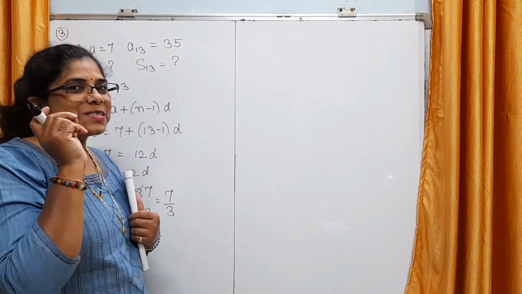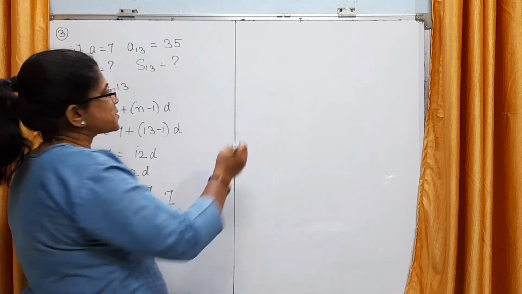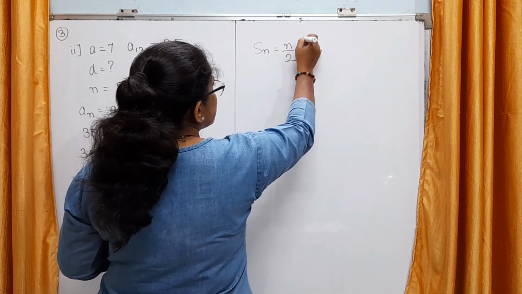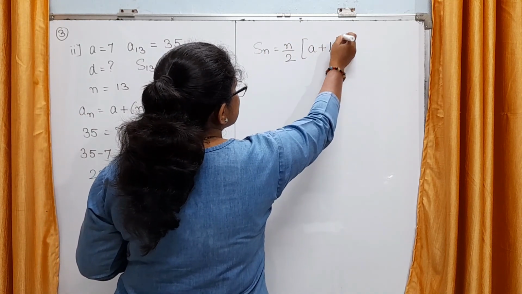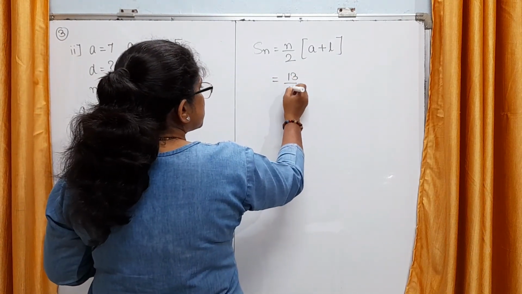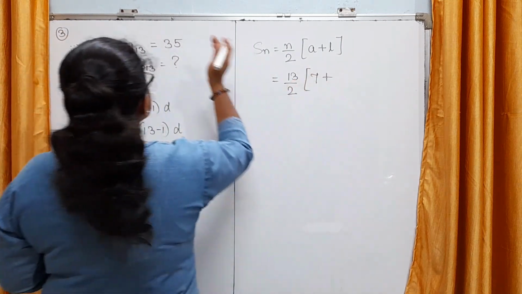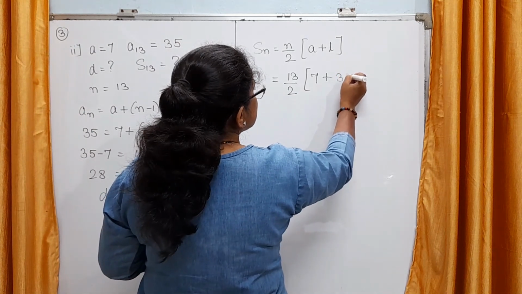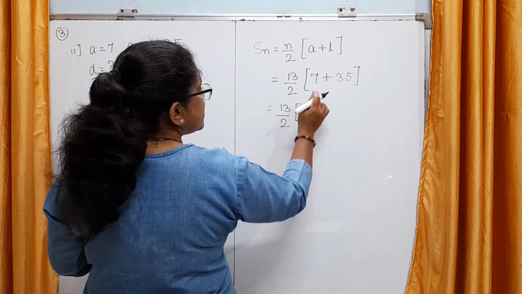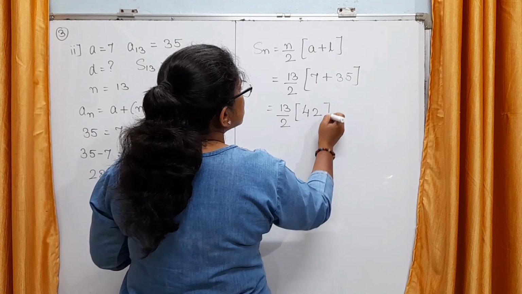Now, here we know first term, we know last term, we know number of terms. So, again we will use our simple formula of Sn, that is n upon 2 into the bracket a plus l. So, Sn is equal to n upon 2 into the bracket a plus l. N is 13. 13 upon 2 into the bracket a is 7 and l is 35. 13 upon 2 into the bracket 7 plus 35. 7 plus 35 is 42.